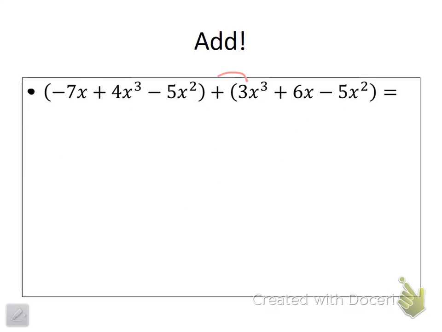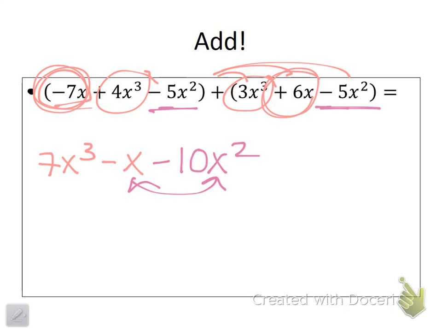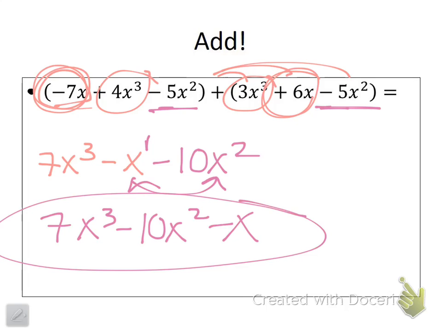Okay, we're adding, so if I distribute this, it's not going to do anything. So basically our parentheses go away. So let's combine 4x cubed and 3x cubed to give us 7x cubed. Negative 7x and 6x gives us negative x. And negative 5x squared and negative 5x squared gives us negative 10x squared. See if it's written in standard form, and it's not. We got to flip-flop these because the 2 degree is higher than this 1 degree. So we're going to get 7x cubed minus 10x squared minus x.